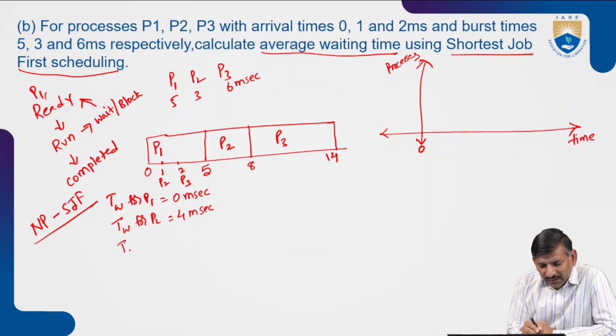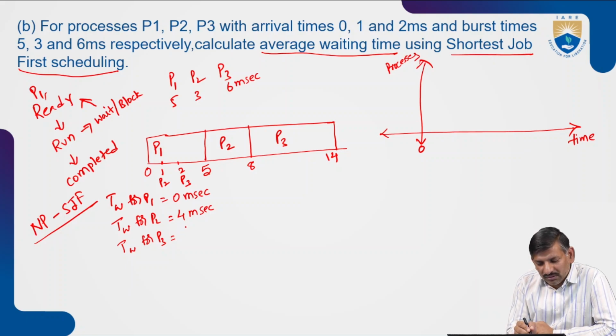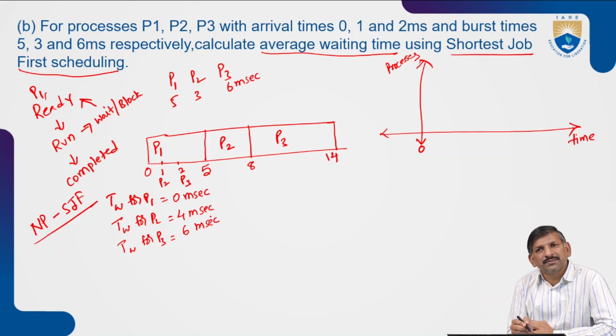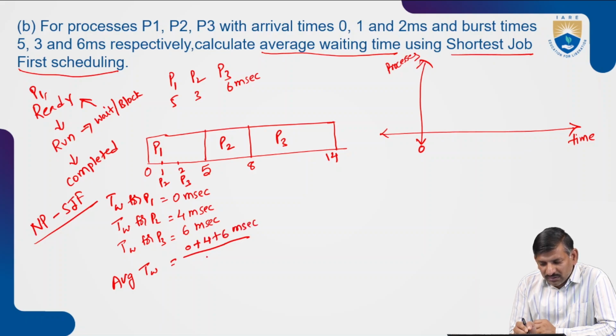Next, the waiting time for process P3. P3 entered the ready state at the 2nd millisecond, and it is scheduled for execution at the 8th millisecond. So how much time is it waiting? 6 milliseconds. So the average waiting time is equal to 0 plus 4 plus 6 milliseconds divided by the total number of processes. That is equal to 10 by 3 milliseconds, meaning 3.33 milliseconds.